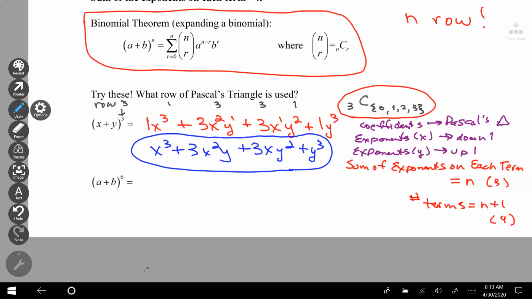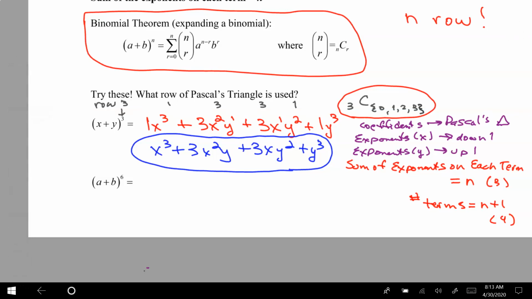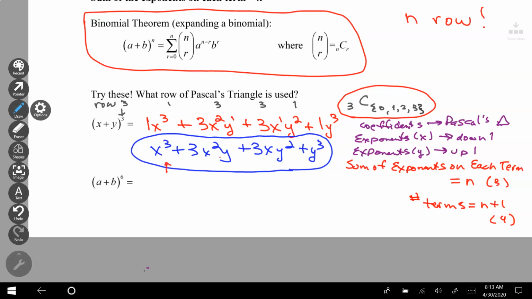Okay, let's look at this result of x cubed plus 3x squared y plus 3xy squared plus y to the 3rd. A couple things I noted off to the right. The coefficients come from Pascal's triangle. The exponents on x go down 1 each term. The exponents on y go up 1 on each term. And here's what I forgot to mention. The sum of the exponents in each term is equal to the n. In this case, 3. This exponent here was 3. The sum here is 3. The sum here is 3. And the sum here is 3. And then finally, the number of terms I should have should be 1 more than the row number that I did. So I did row 3. I better have 4 terms, or n plus 1.